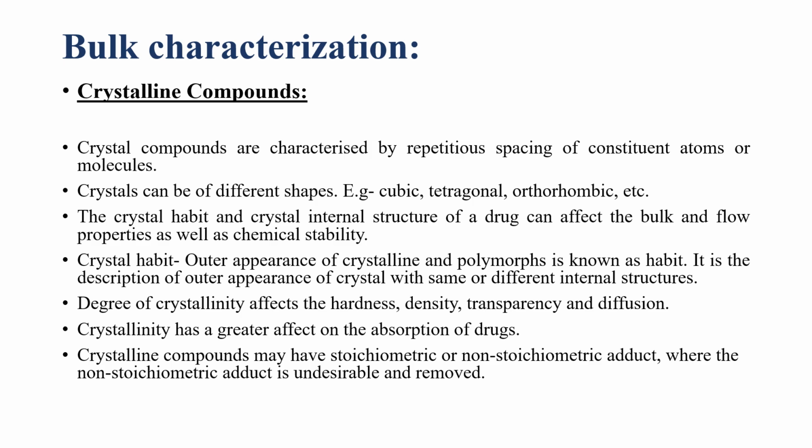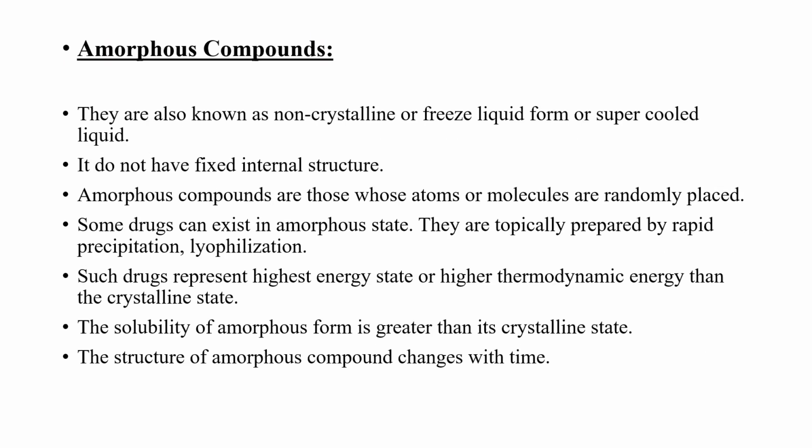Based on the physical properties, solids are classified as cubic, tetragonal, and orthorhombic, which we have discussed before. Next compound is amorphous compound. These are also known as non-crystalline or freeze-dried liquid form or supercooled liquid, and it has no fixed internal structure like that of the crystalline compounds. Amorphous compounds are those whose atoms or molecules are randomly placed.